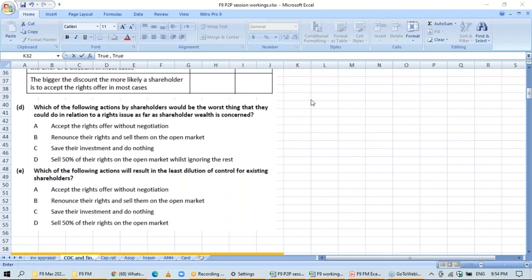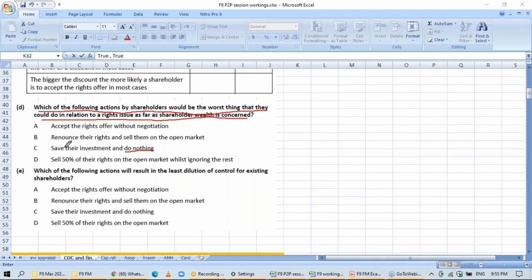Okay, let's move on to the next part D. Now the question says, which of the following actions by shareholders would be the worst thing that they could do in relation to a rights issue as far as shareholders' wealth is concerned? So what will be the worst in here? The worst is to do nothing. Do nothing means not to purchase any rights shares. If he does not purchase any rights shares, he will be a loser as explained earlier. So C is the correct answer.